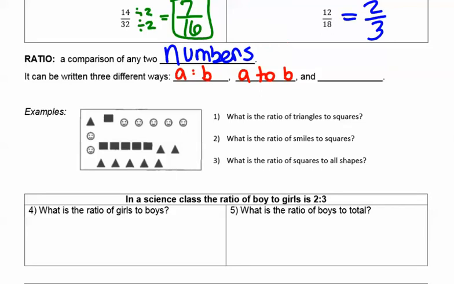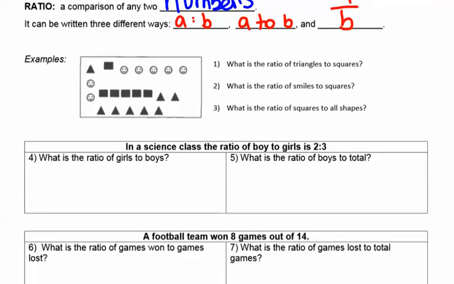And then last, we can write it as a fraction. A to B, or A over B. Okay, and then eventually you'll have numbers instead of letters. So let's look at some examples.